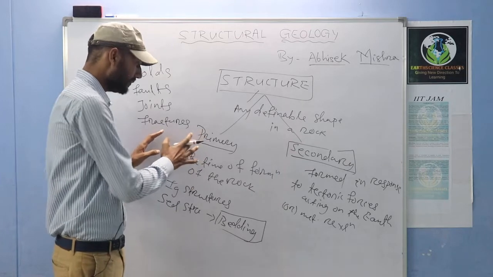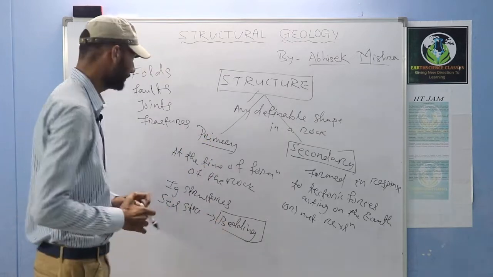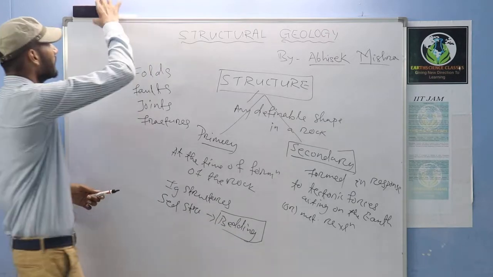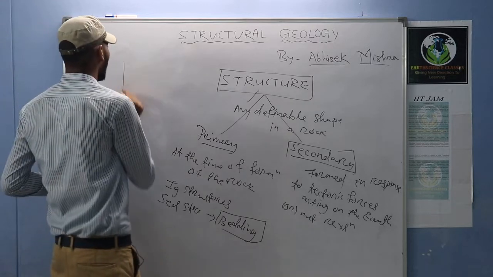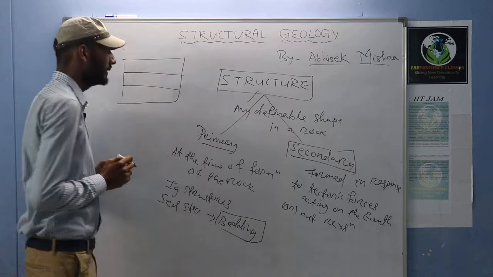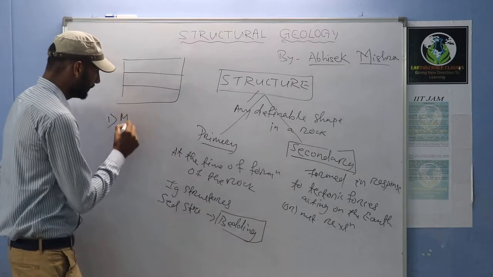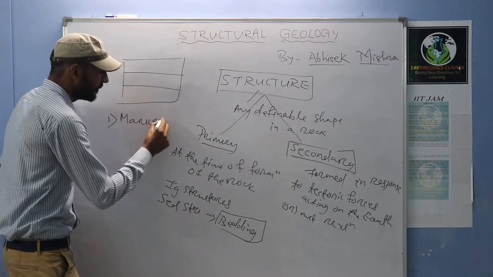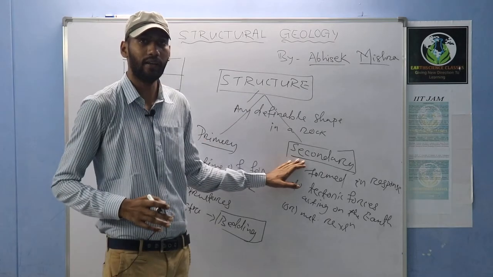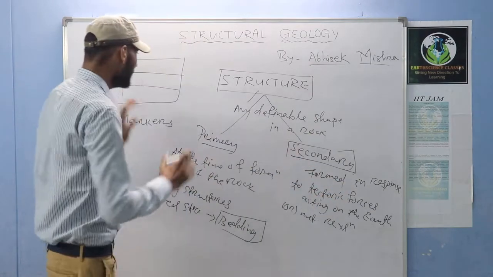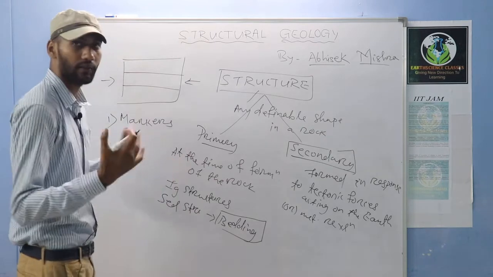As I have told, they are forming during the formation of rock. So by studying primary structure, just for example, take the example of bedding. You can see these are beddings, right? The first function of studying primary structure is that they act as markers. So what do you mean by markers? See here, as I have told, the secondary structure will result when there is action of forces. Let's say there is action of compressional forces, we'll go into compression, tension, and what are the structures, we'll go into this.